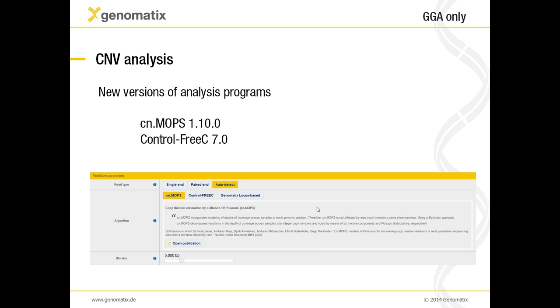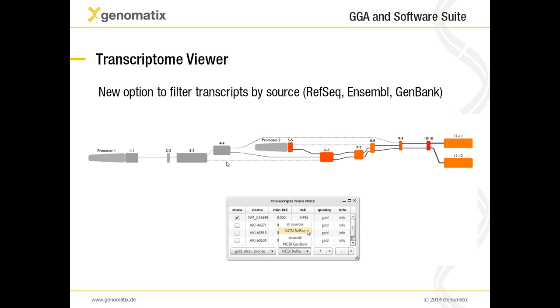Okay, the next, also only available in the GGA, just as the small variant calling, is a minor change in the copy number variation analysis. Here we just have new versions of our analysis programs. CN.MOPS is now in version 1.10.0 and ControlFREEC is in version 7.0. This does not affect the results very much in the end.